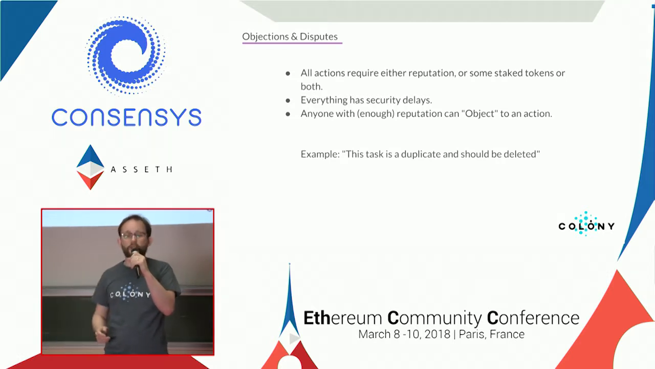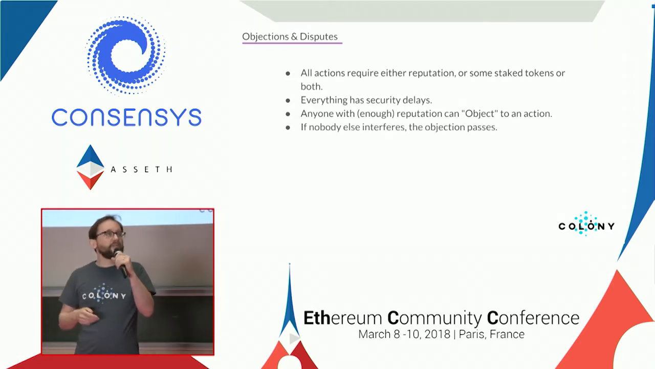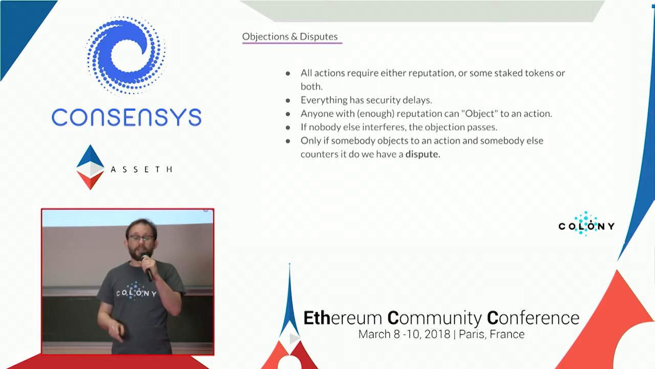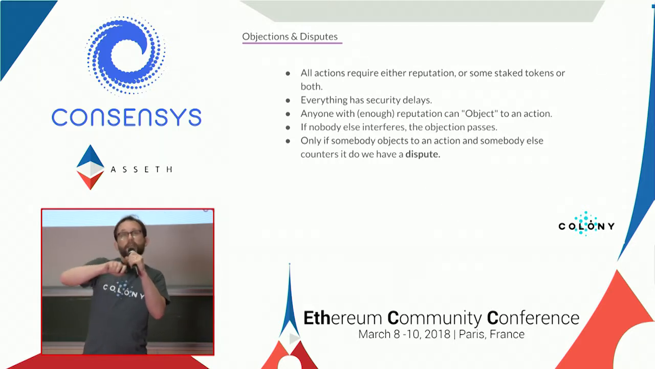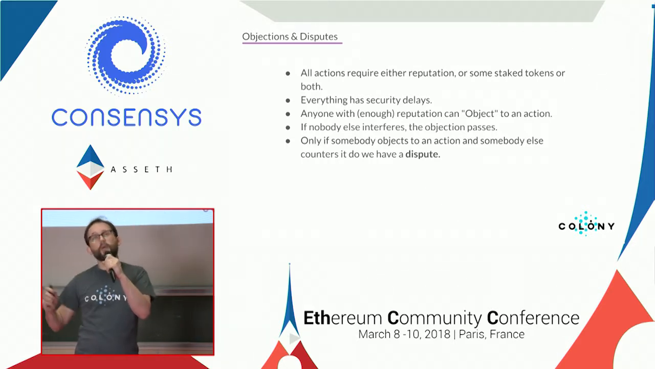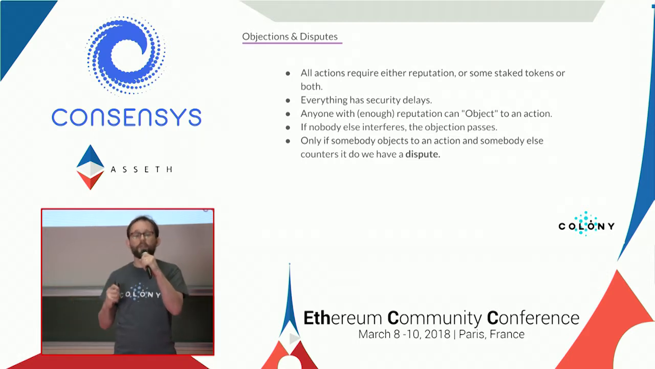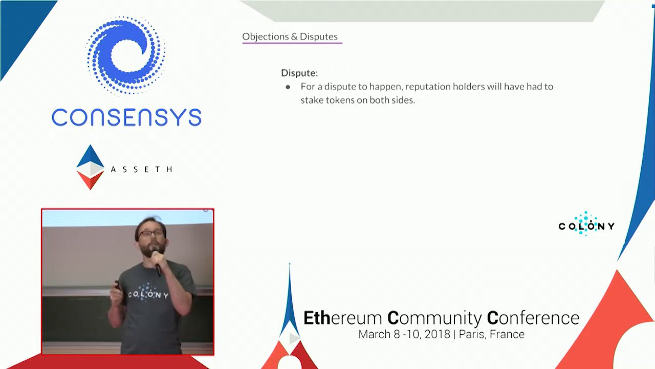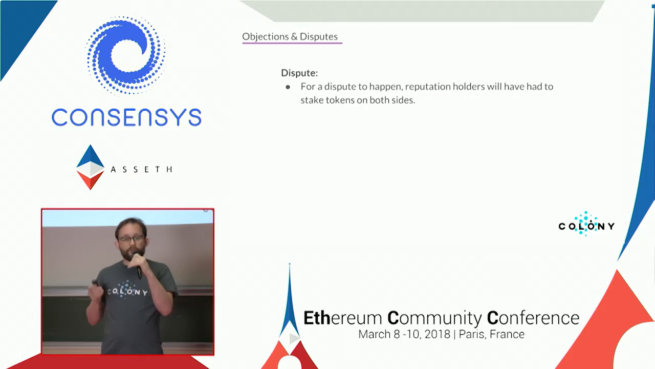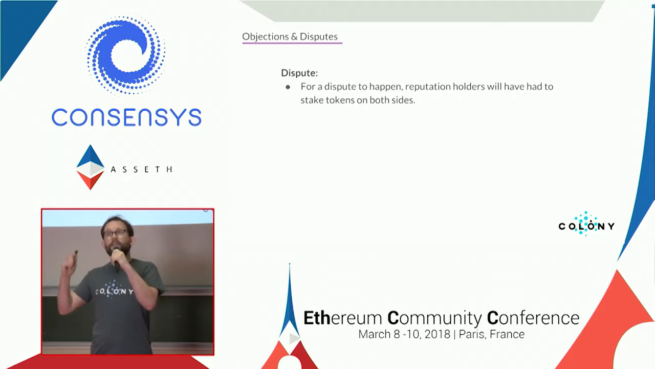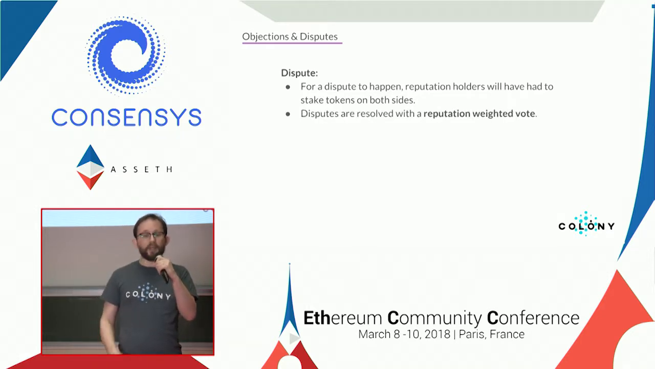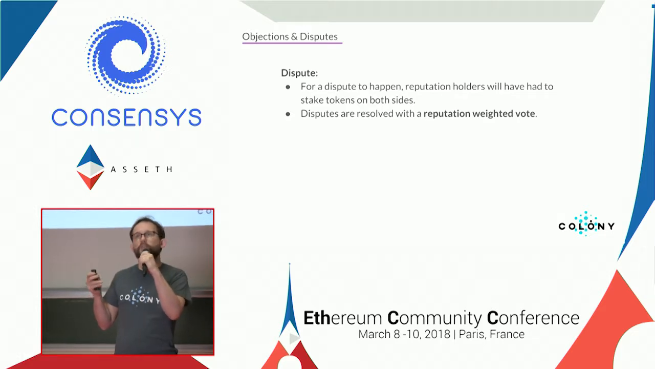So that's an objection. Once an objection is raised, if nobody else does anything, fine, the objection holds, and the task can be deleted. It is only when somebody else comes in and says, no, that objection is wrong, and I counter it, I insist we want to go the other way, that there is a dispute, and it's at that point that we vote. For a dispute to happen, you have to have people stake their reputation and tokens on both sides of a question, and then we have a reputation-weighted vote to resolve the dispute.